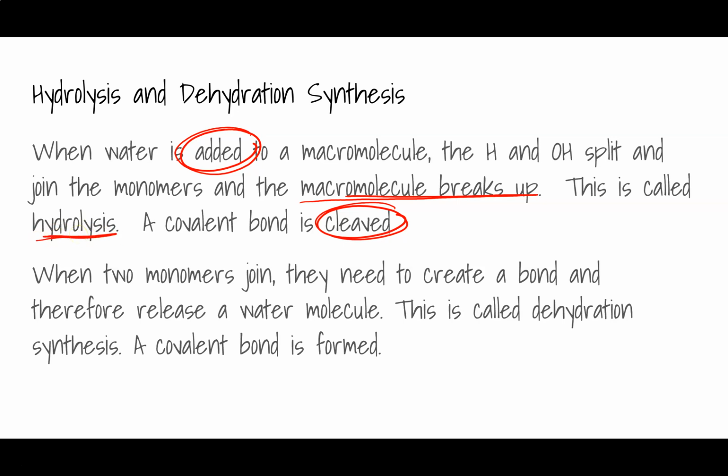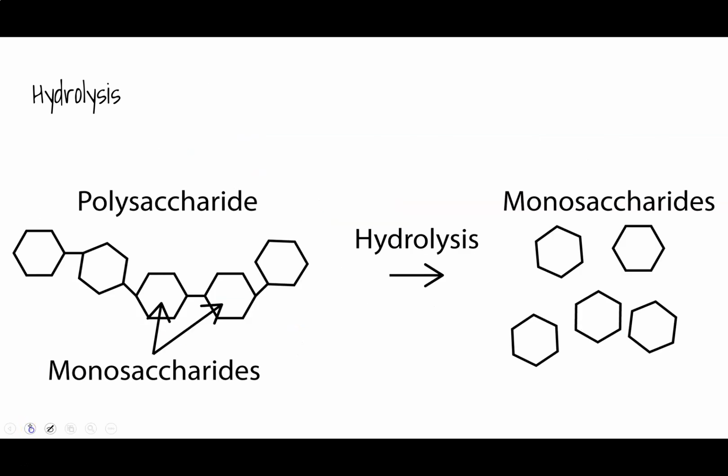When two monomers join, they need to create a bond. Well, they can't just make a bond out of nothing. They have to get rid of a molecule, and they're going to lose a water. And that loss of water is known as dehydration synthesis. And we will see that a lot coming up in the next couple of minutes. What you ultimately create is what I drew before, a covalent bond. It's not ionic. It's not a hydrogen bond. It's a covalent bond where electrons are being shared.